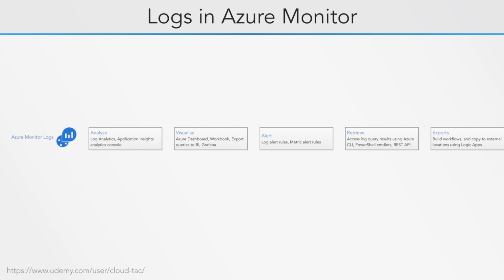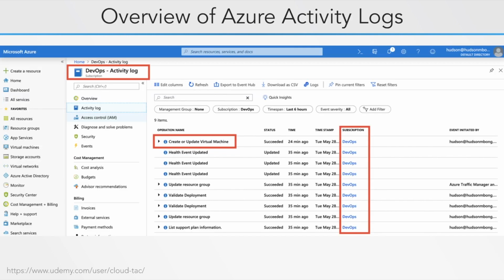You can perform several actions with these logs, such as analysis, visualization, creating alerts, and retrieving query results using the Azure Command Line Interface, PowerShell, and REST API. You can also build workloads to retrieve log data and copy it to an external location using Logic Apps. The Azure Activity Log provides insight into subscription-level events that have occurred in Azure. This includes a range of data from Azure Resource Manager operational data to updates on service health events.